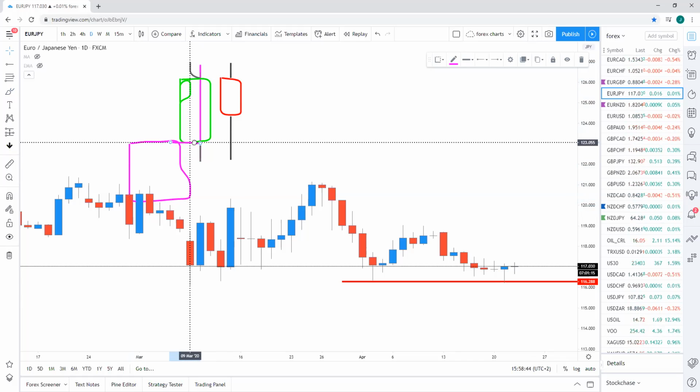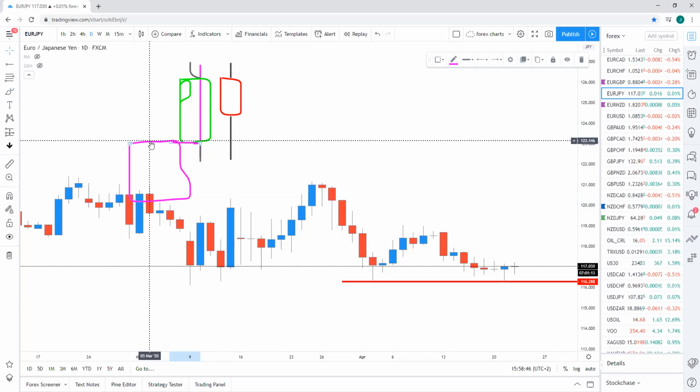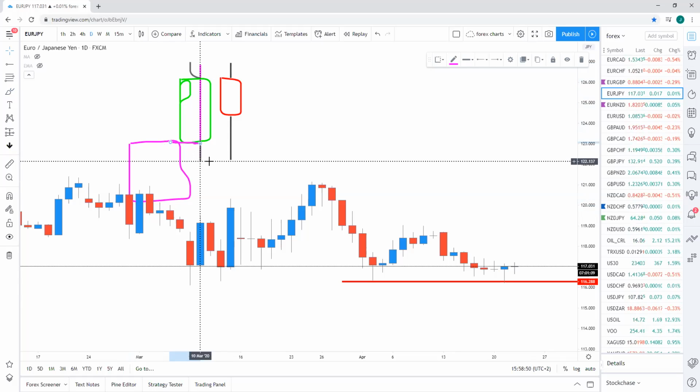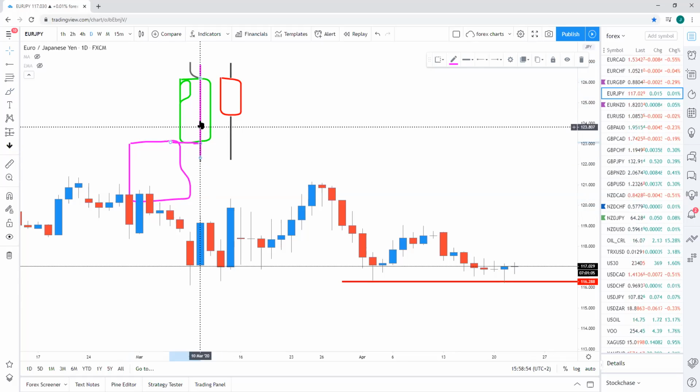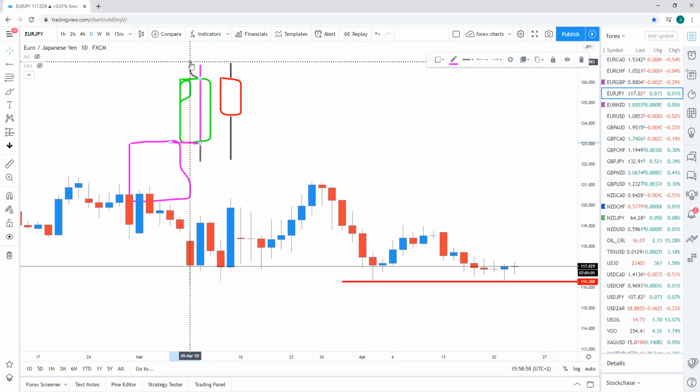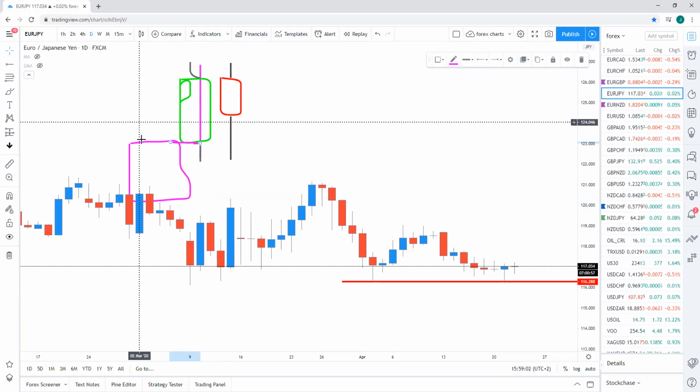The bodies always start together: where this one stopped, this one started. It first came down, so it was a red candle up until here. Then it went back and beyond, went up, and as it went up all the way through the black where the wick stopped here, and then it closed here.